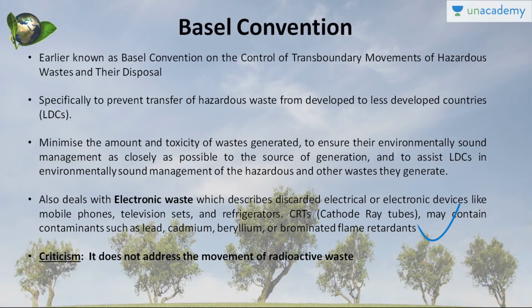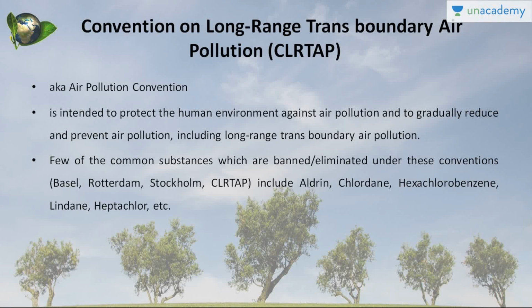But the major criticism of the Basel Convention is that it does not address the movement of radioactive waste. That is why it is a failure on that part. Then you have the Convention on Long Range Transboundary Air Pollution, also called CLRTAP or the Air Pollution Convention. It is intended to protect the human environment against air pollution and to gradually reduce and prevent air pollution, including long range transboundary air pollution. Do you understand that point? A few of the common substances banned or eliminated under these conventions, Basel, Rotterdam, Stockholm, CLRTAP, include aldrin, chlordane, hexachlorobenzene, lindane, heptachlor, etc.